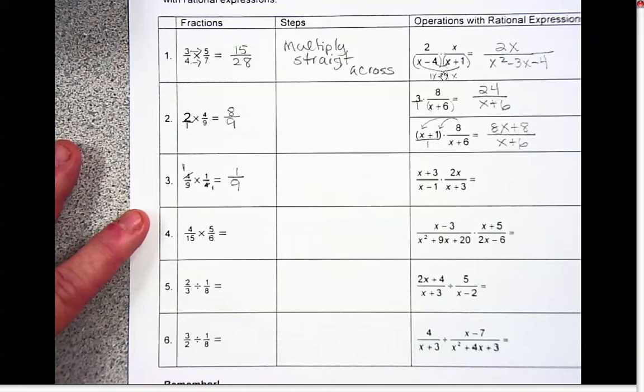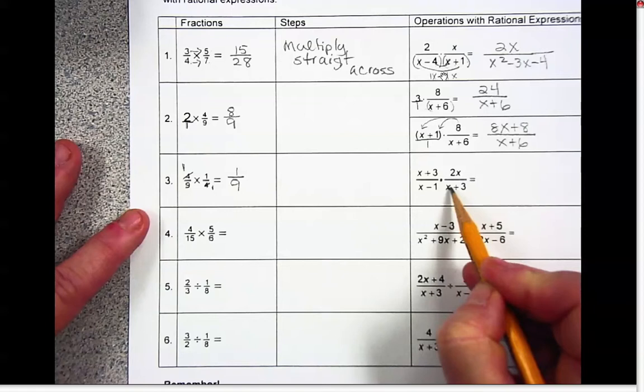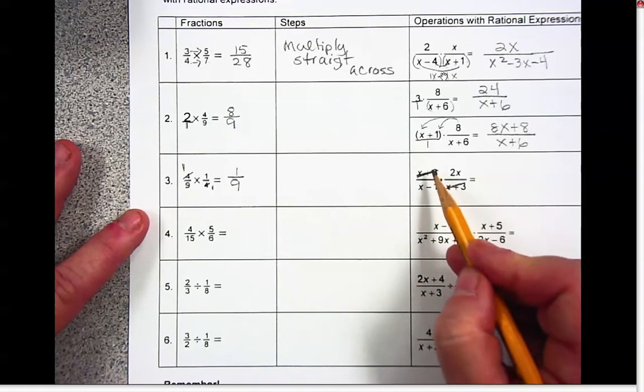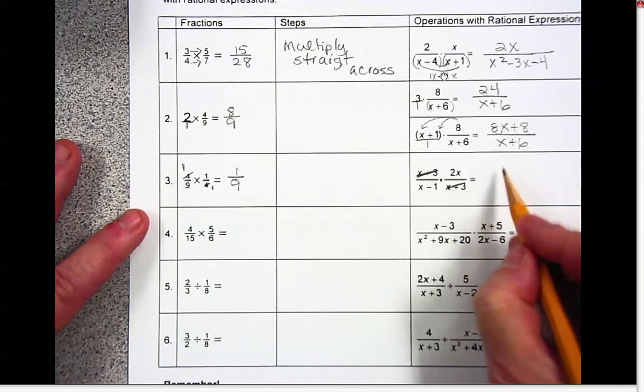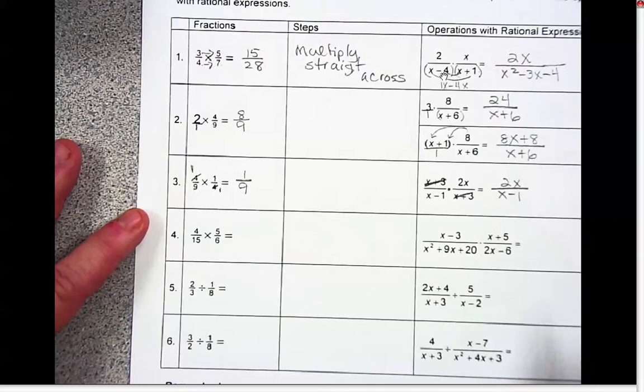Get 1/9. So over here, since we are multiplying, we could cancel out the x plus 3's because they're alike. You can cancel out 1 on the top and 1 on the bottom. So we're going to have 2x over x minus 1.